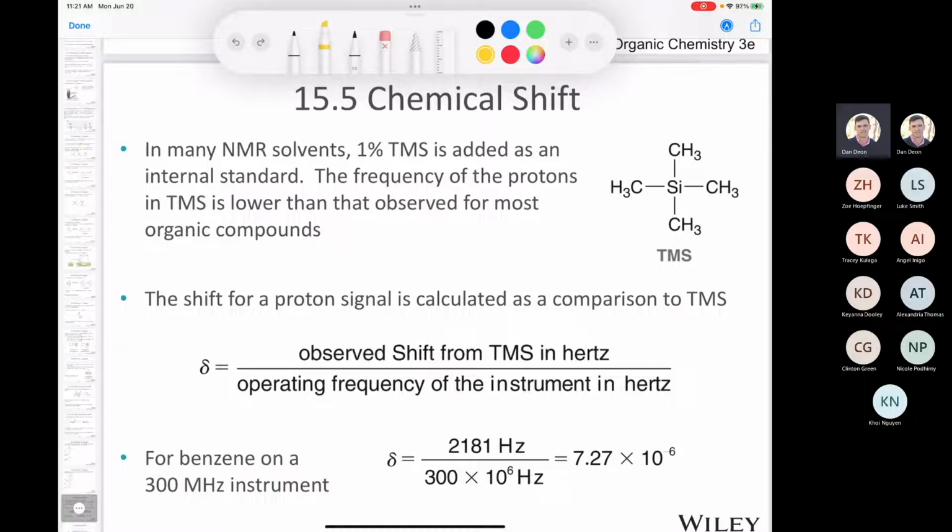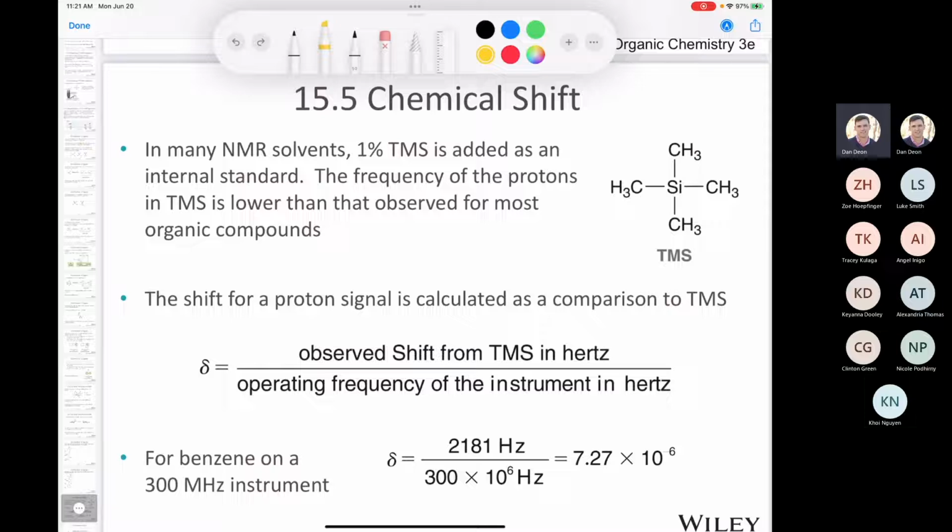We'll start off where I asked you to get to, which was section 15.4, and now we're going to talk about chemical shift. If you watched the last video, which was just an introduction to the first four sections of the chapter, now we're going to get into chemical shift in detail.